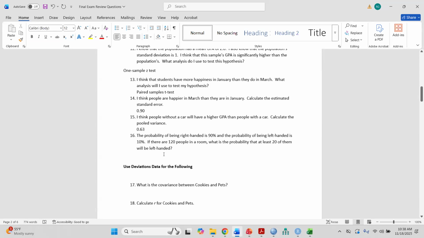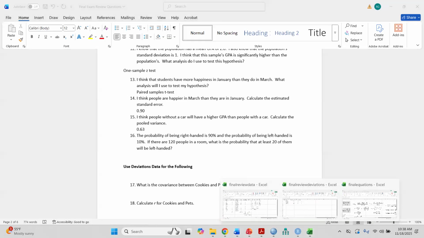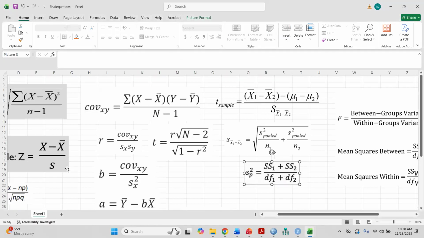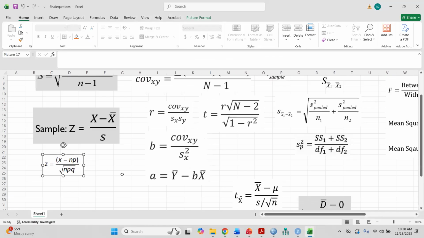Okay, here's a new one. Well, it's not exactly new, but the probability of being right-handed is 90%. The probability of being left-handed is 10%. If there are 120 people in a room, what is the probability that at least 20 of them will be left-handed? Okay.